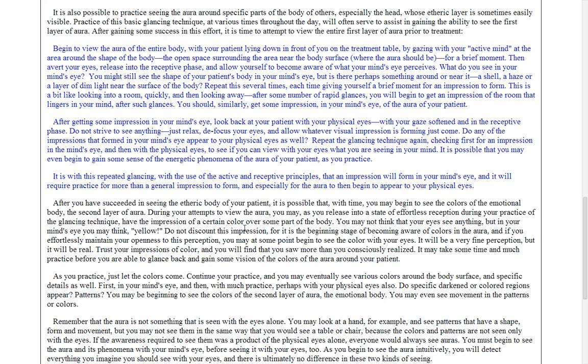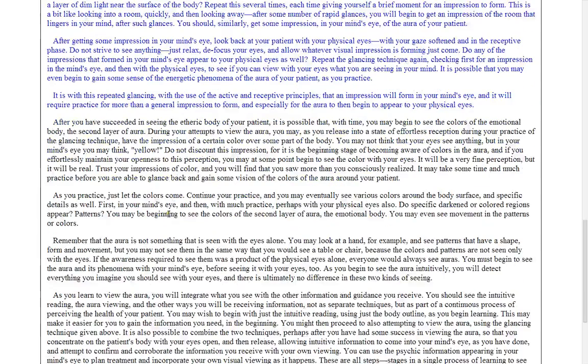It is with this repeated glancing, with the use of the active and receptive principles, that an impression will form in your mind's eye, and it will require practice for more than a general impression to form, and especially for the aura to then begin to appear to your physical eyes.